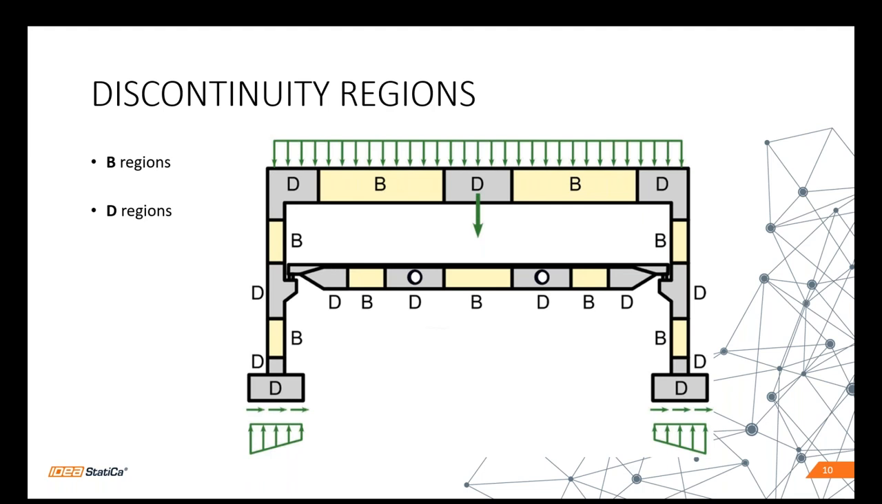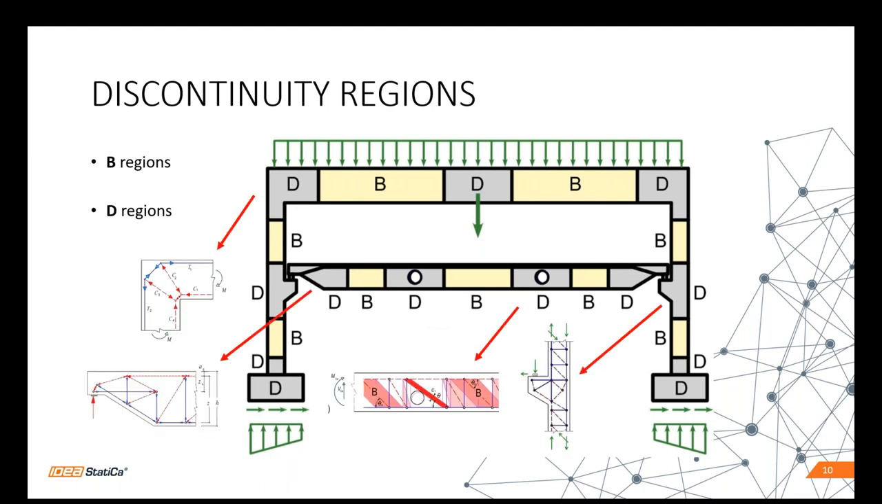On the other hand, when dealing with discontinuity regions, which can be, for example, frame joints, areas with point loads, areas with sudden change of cross-section geometry, areas with corbels, with openings, areas near supports. In these areas, the Bernoulli-Navier hypothesis of plane strain distribution is not valid, and we ought to use more advanced methods. One of the most commonly used methods is the equivalent truss method, the so-called Strut-and-Tie method.